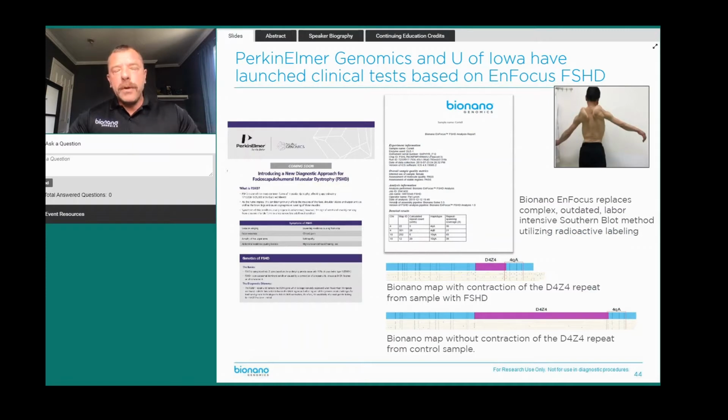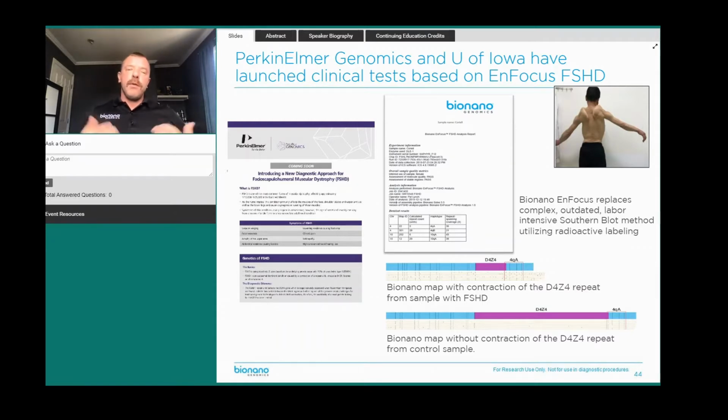Now, there's another muscular dystrophy where Bionano plays an important part, and that is FSHD. That stands for facioscapulohumeral muscular dystrophy. It's a muscular dystrophy that affects mostly the shoulders, the arms and the face. The only way to diagnose this is with Southern blot using radioactive labeling. A lot of universities and centers have to get rid of this radioactive labeling, or want to.